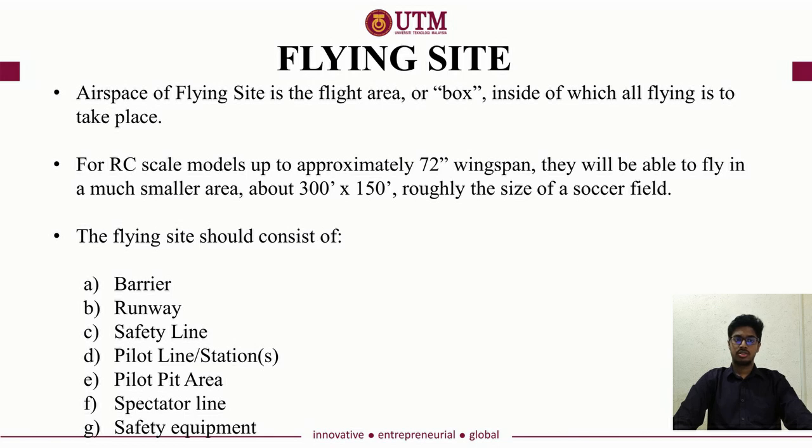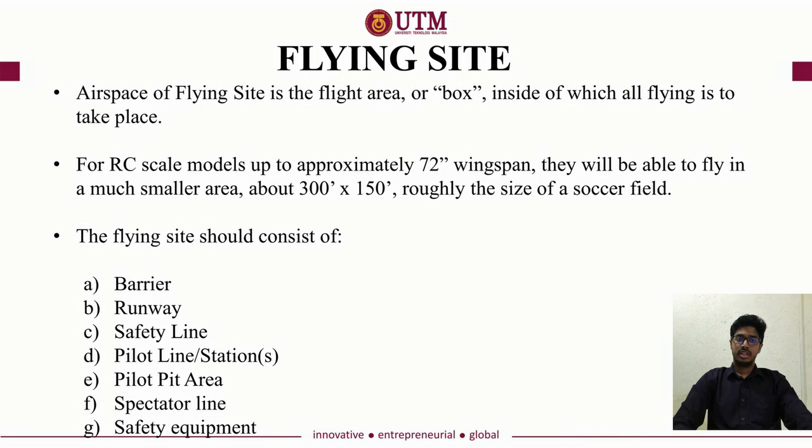Only personnel associated with flying the model aircraft are allowed at or in front of the safety line. This line can be straight, segmented, curved, or even box-shaped. Next is the pilot line station. The pilot line station is where all pilots will stand while flying model aircraft. The pilot pit area is where pilots and other team members stage and service their models. The spectator line is where spectators can view the action. It can be a simple line which separates them to a nice viewing area.